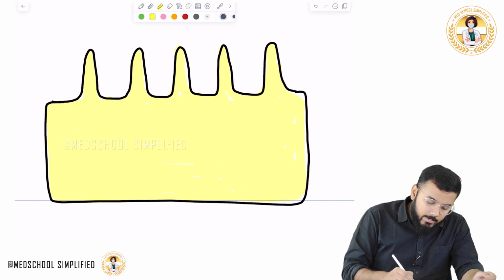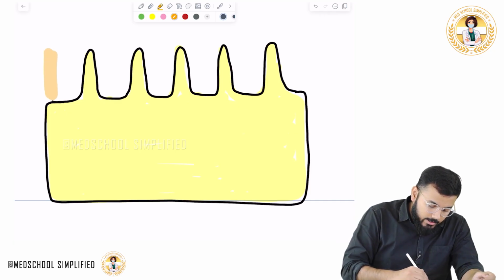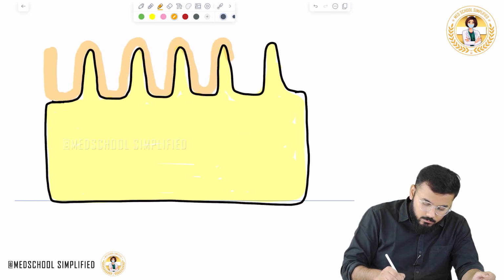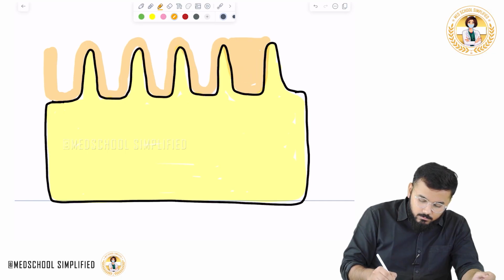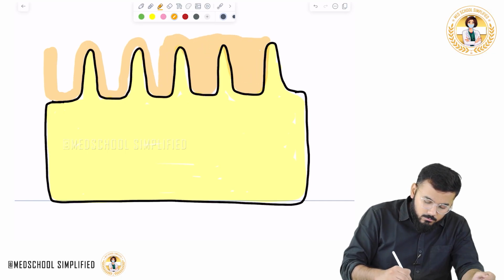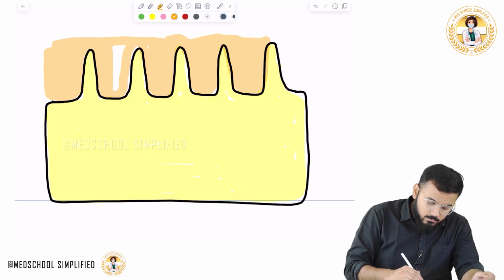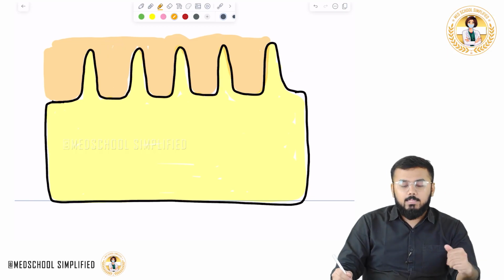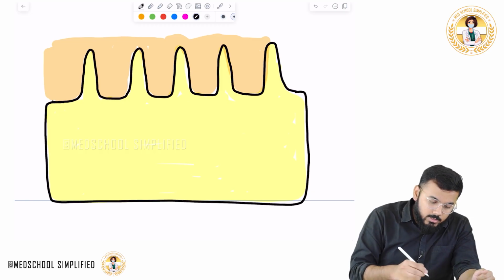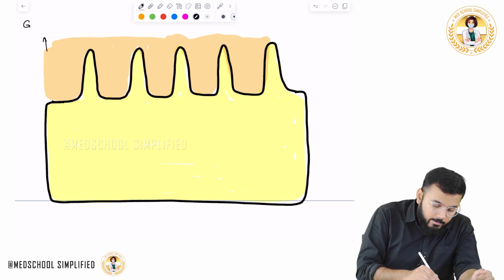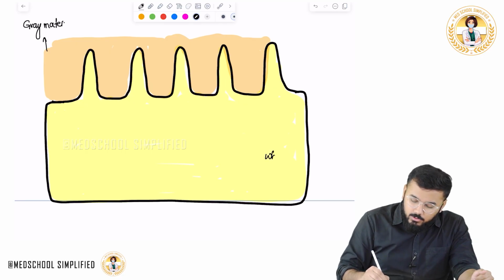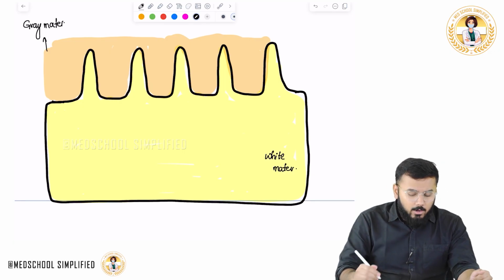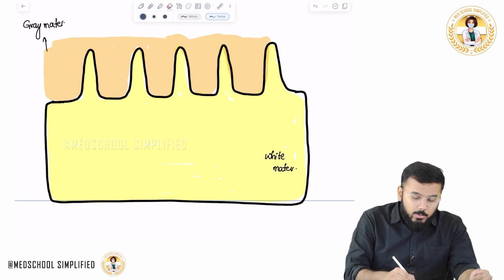Then where is the gray matter over here? See, this is your gray matter. So this is your gray matter and this is your white matter. Let me write it down. This part is your gray matter of the cerebral cortex, and this is your white matter of your cerebral cortex.